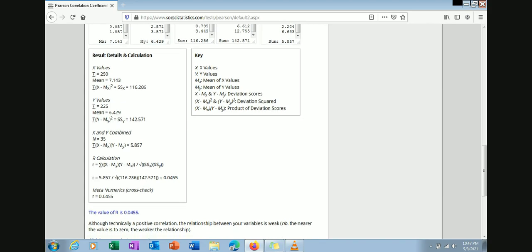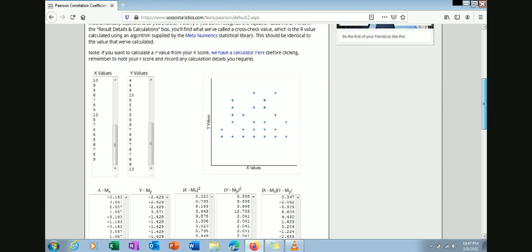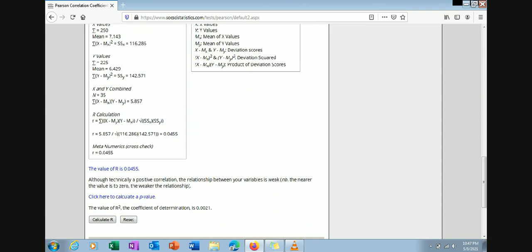Although technically a positive correlation, the relationship between your variables is weak. So yung level of correlation na nakuha natin is weak. The nearer the value is to 0, the weaker the relationship. So, yun. So, the value of R squared, the coefficient of determination, is 0.0021.